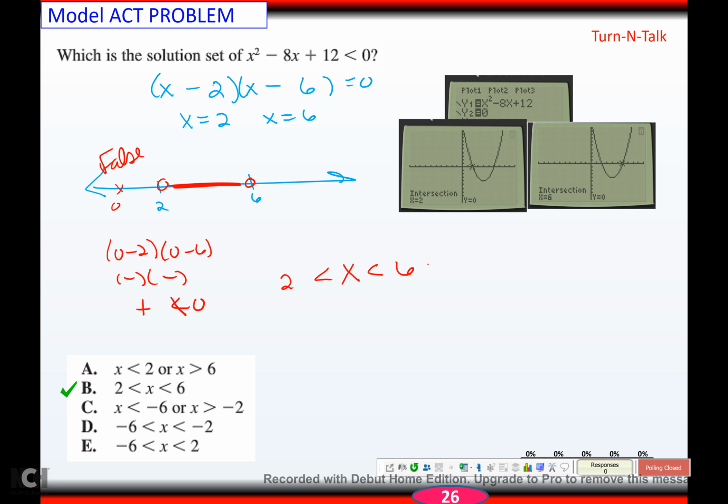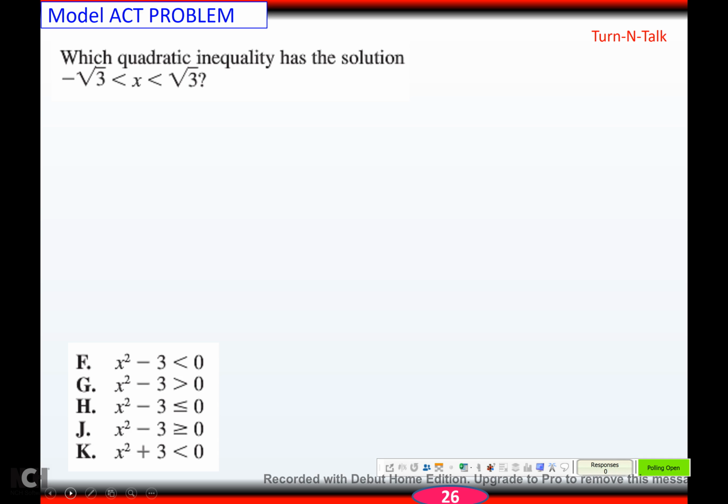Graph it. You can see they want to know when the parabola is below 0. Well, that's here to here, which corresponds to those x coordinates. Okay, try this one. Hit pause. Come back when you're ready.